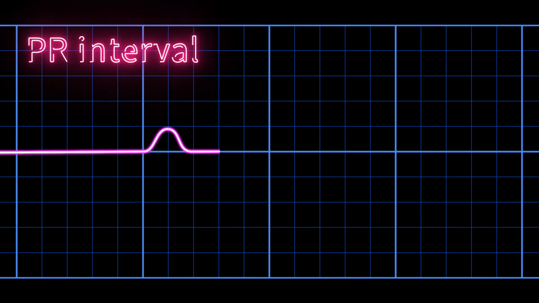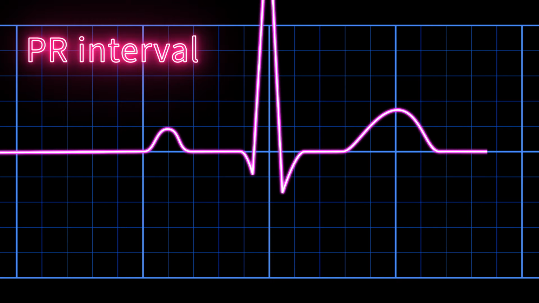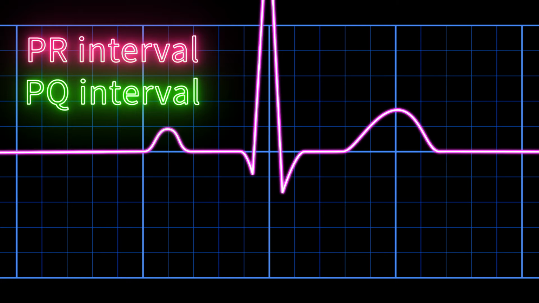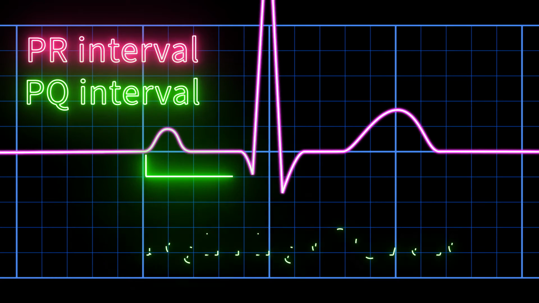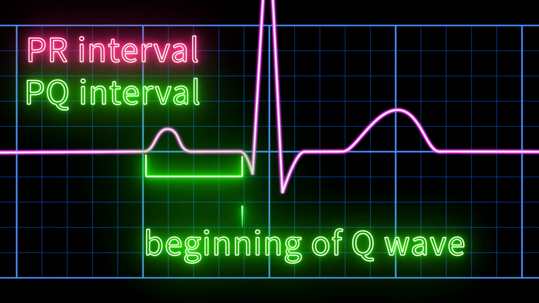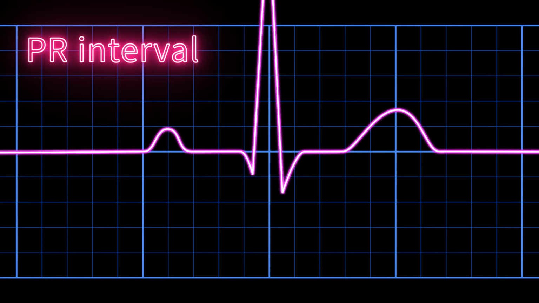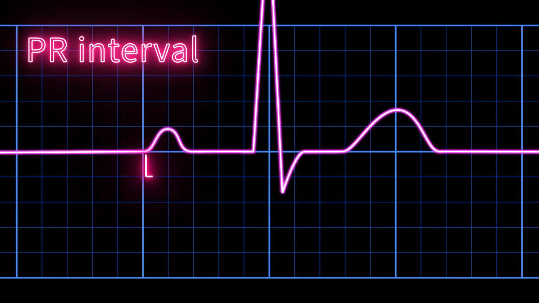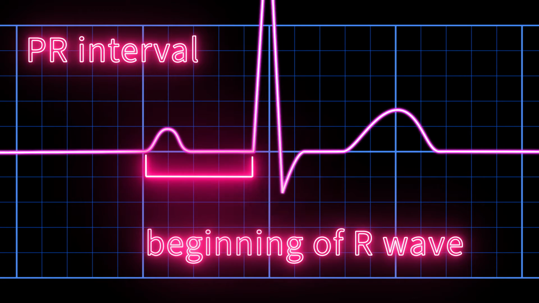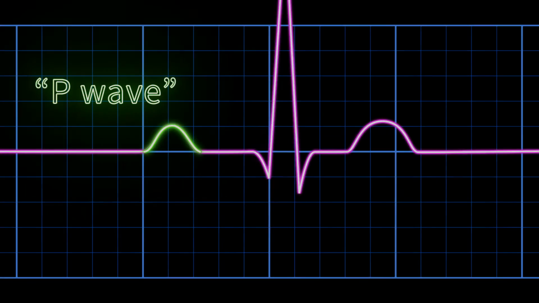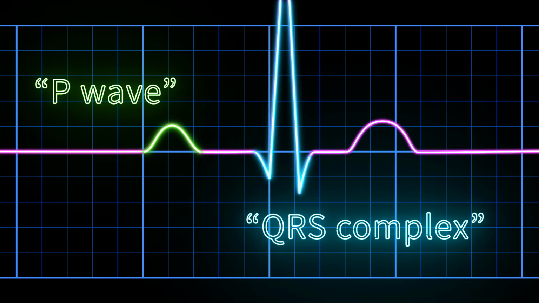To measure the PR interval, there's something you need to know. Technically, the PR interval should be called the PQ interval because the measurement is from the beginning of the P wave to the beginning of the Q wave. However, the Q wave is not always present in all ECG recordings, but the R wave is. That is why we identify it as the PR interval instead of the PQ interval. Just to restate, when no Q wave is present, the measurement is up to the beginning of the R wave. A better way to say it would be, the measurement is up to the beginning of the QRS complex.